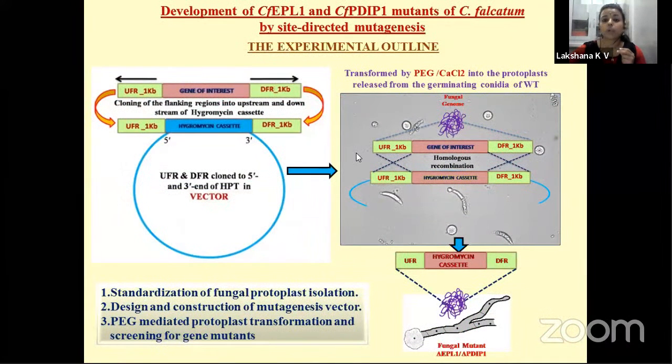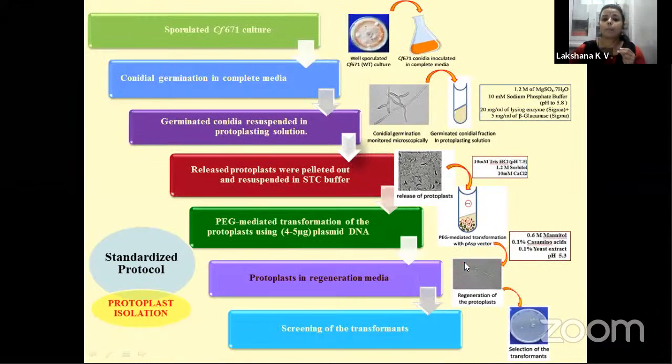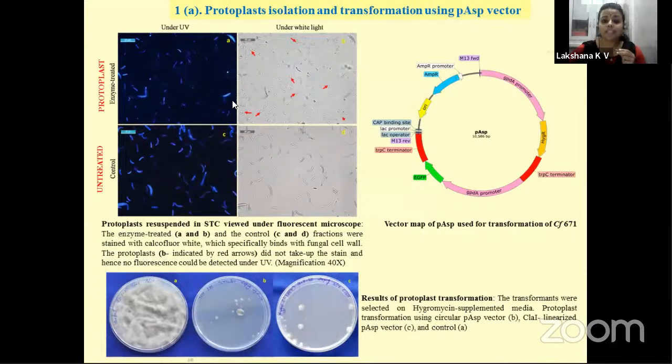So this is the experimental outline showcasing the standardization of protoplast isolation, thereby designing and construction of the mutagenesis vector, and screening the fungal mutants for hygromycin resistance. So hitherto there is no standardized protocol for protoplast isolation in this multinucleated fungus. So we developed a novel protocol for protoplast isolation from the germinating conidia using lysing enzyme and glucanases, and thereby established PEG-mediated transformation using the PSP vector. You can see that the beautiful globular protoplasts that lack the cell wall don't take up the chitin-specific stain, calcofluor, and don't fluoresce under UV, whereas the control does.